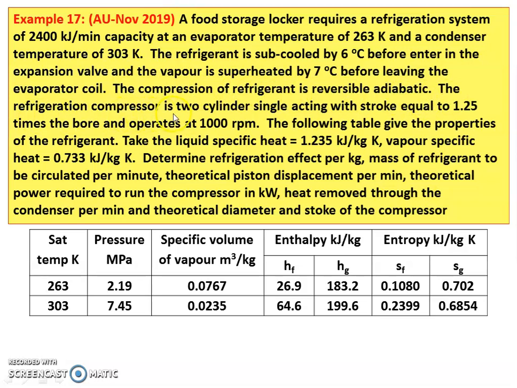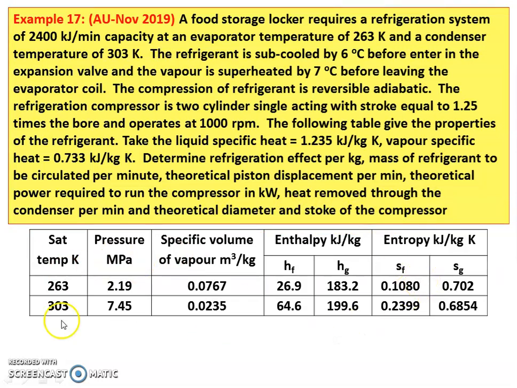The refrigeration compressor is two-cylinder single-acting with a stroke equal to 1.25 times the bore and operates at 1000 RPM. The following table gives the properties of the refrigerant. Take the liquid specific heat as 1.235 kilojoules per kilogram Kelvin and vapor specific heat as 0.733 kilojoules per kilogram Kelvin. Determine the refrigeration effect per kg, mass of the refrigerant to be circulated per minute, theoretical piston displacement per minute, theoretical power required to run the compressor in kilowatt, heat removed through the condenser per minute, and the theoretical diameter and stroke length of the compressor.